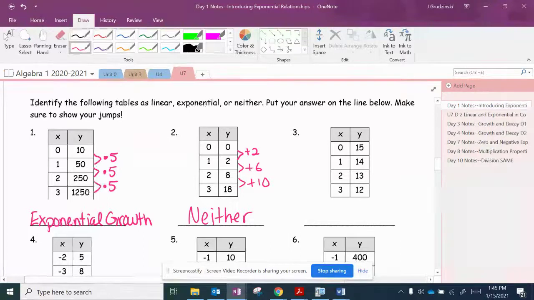If we look at number 3, to go 15 to 14, there's really no number I can divide by, so I'm going to switch and think if subtraction works. So 15 to 14 is minus 1, 14 to 13 is minus 1, and 13 to 12 is minus 1. So that's going to be decreasing linear.